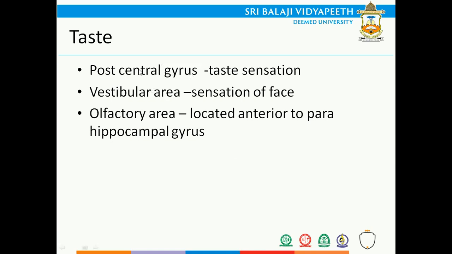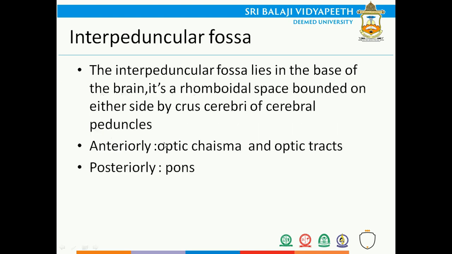Coming to taste, the postcentral gyrus has taste sensation, the vestibular area is for the sensations around the face, and the olfactory area is anterior to the parahippocampal gyrus for olfaction. So the interpeduncular fossa is a fossa seen at the base of the brain, a rhomboidal space bounded on either side by the crus cerebri of the cerebral peduncles. Anteriorly you have the optic chiasma and the optic tracts, posteriorly the pons.